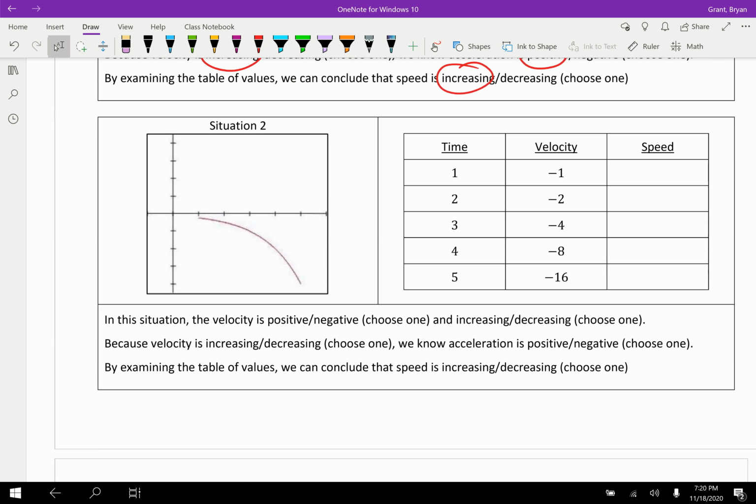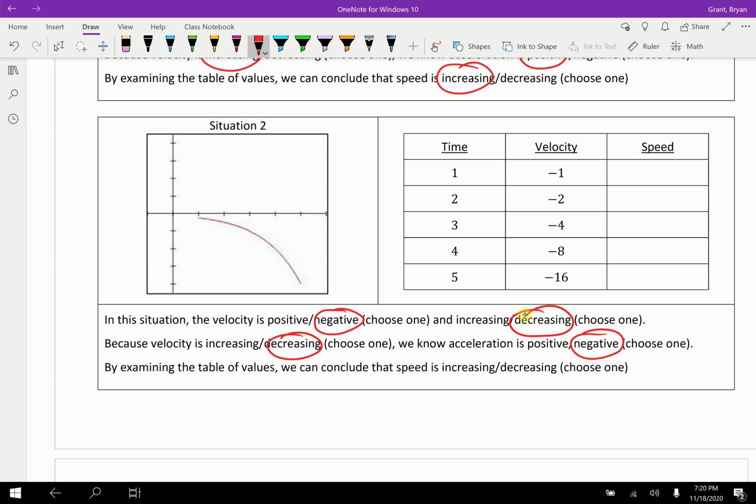All right, you're back. Let's fill this in quickly. So, second situation. The velocity is negative, and because the graph is going down, we know the velocity is decreasing. Because the velocity is decreasing, and that's the derivative of velocity, then we know acceleration is negative.